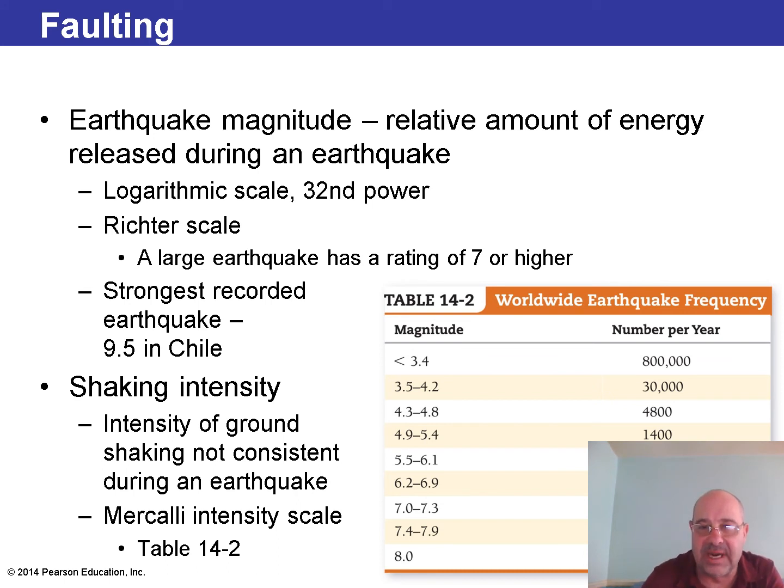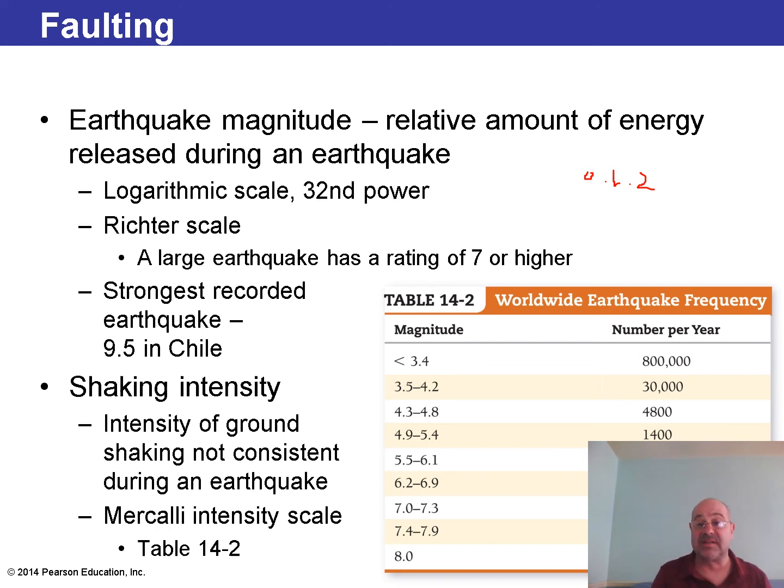So a 3, or let's put it at 0. A 0 is no movement. Okay, 0, I'm going to try to draw here, is no movement. Then we have a 0.1. That's 32 times stronger than the 0. Then 0.2 is 32 times stronger than the 0.1. So every point you go up is 32 times stronger than the point before it.